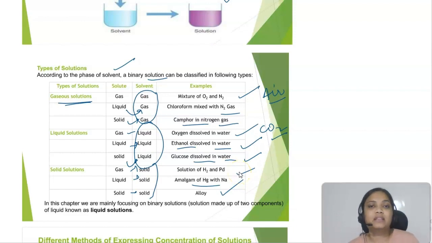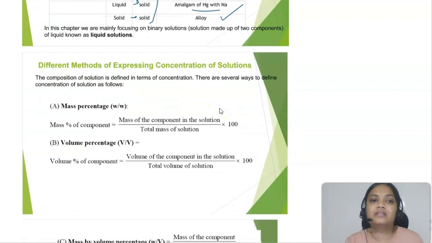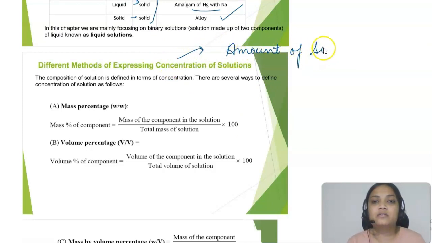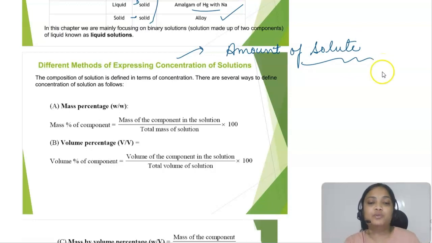So the very basic thing we will be learning about is the concentration of solution, how we are going to express the concentration. Do you remember in the last session when we talked about the basic concepts of chemistry, there we learned this. What is concentration? Concentration means the amount of solute present in a solution. How we are going to express this amount of solute that is present in the solution is called the concentration.